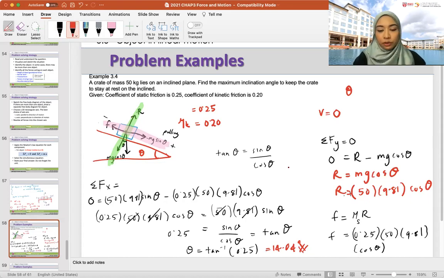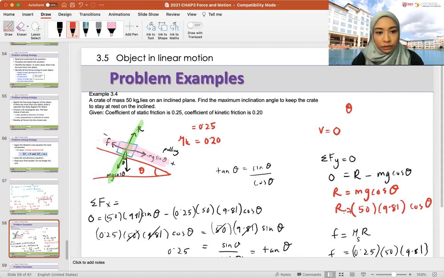So what did we do just now? Let's do a recap on this problem. So a crate of mass 50 kilogram lies on an inclined plane. Find the maximum inclination angle. It's asking what's the angle yang untuk bagi kita punya box ni tak jatuh. So box kita ni stay still. If kalau korang perasan, lagi condong something, lagi senang jatuh. So bila kita kebawahkan, ada certain angle yang objek kita ni bila kita letak, dia tak jatuh. Tapi bila kalau kita naikkan angle dia, dia jatuh. So kita nak tahu apa angle yang kita perlukan supaya box ni tak jatuh. So this is what we're doing. So that was the question. This is what the question is asking.